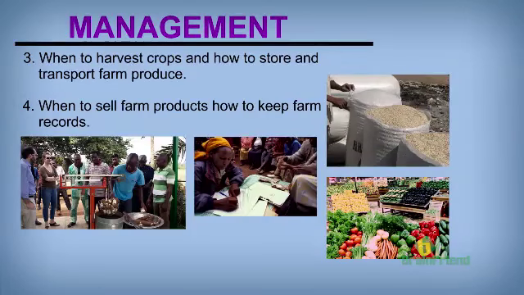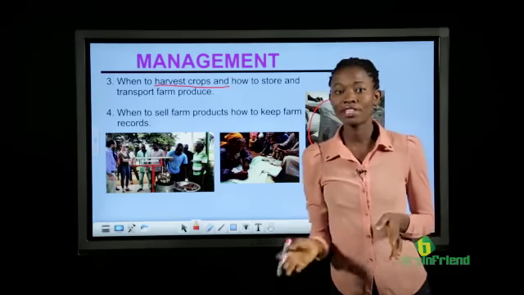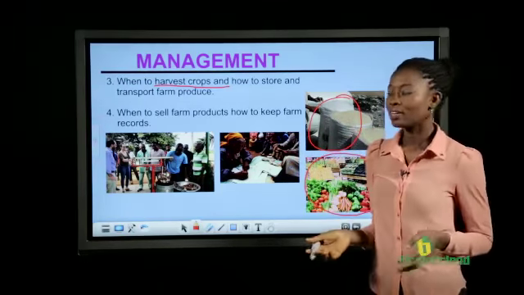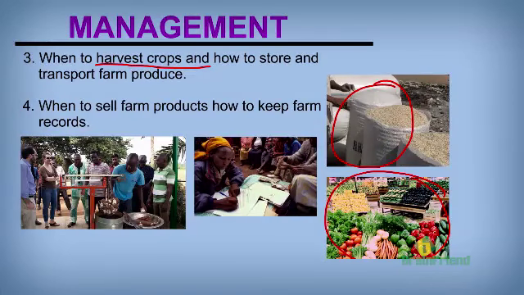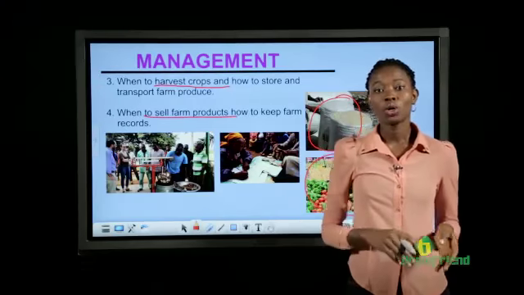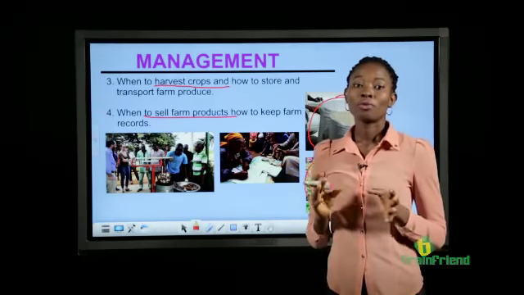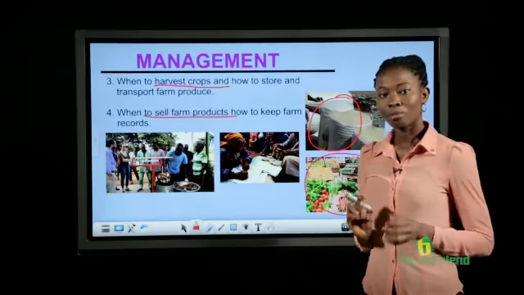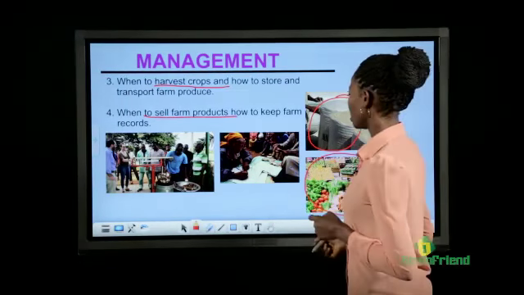It is also the farm manager's responsibility to make plans on when to harvest the crops or farm produce, and when to store them, and also how to store if he wants to bag them, freeze them, dry them, or otherwise. The farm manager also makes plans on when to sell farm products. If it's to sell during rainy season, or during dry season, or even when the products are scarce in the market, he makes all of those plans.